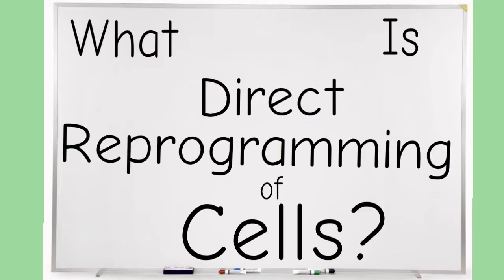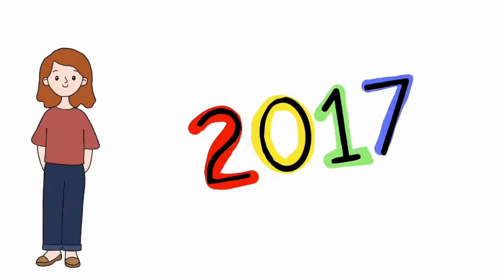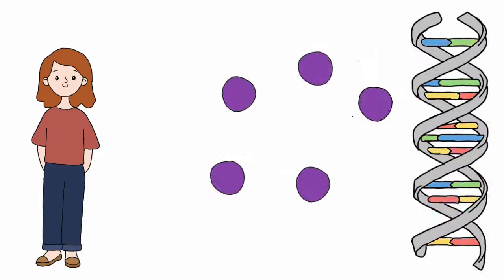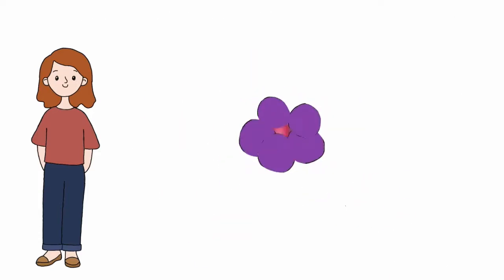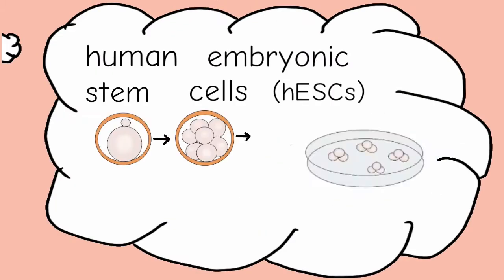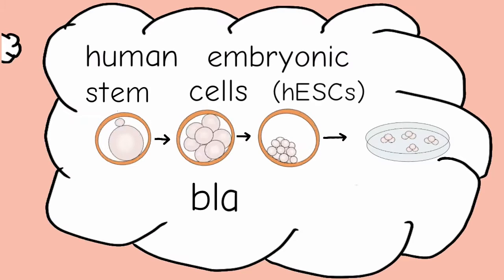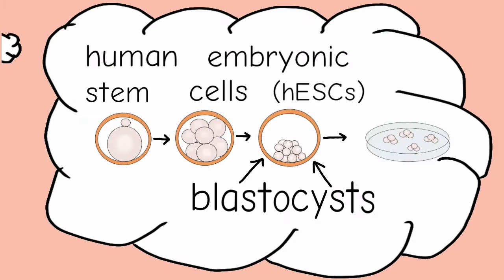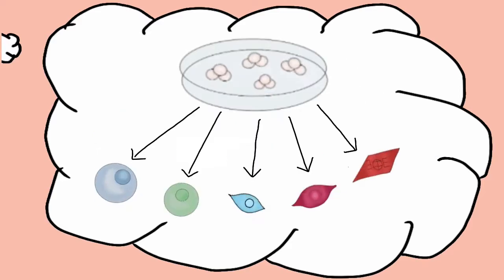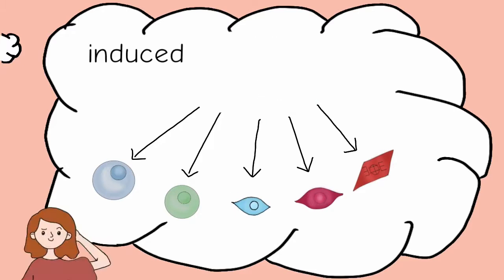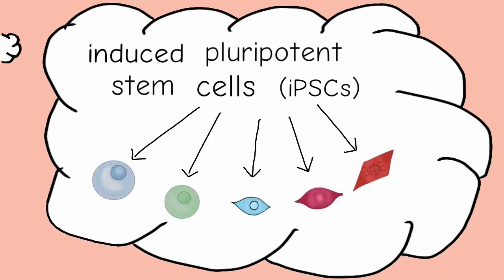So what is direct reprogramming of cells? In the last decade, science has seen major breakthroughs that use transcription factors to reprogram cell identities from existing cells. The idea comes from using human embryonic stem cells, HESCs, that are isolated from blastocysts, the early stage embryos. Due to the fact that these HESCs are isolated in the early stages of development, they can become any type of common cell type. These reprogrammed cells are known as induced pluripotent stem cells, iPSCs.